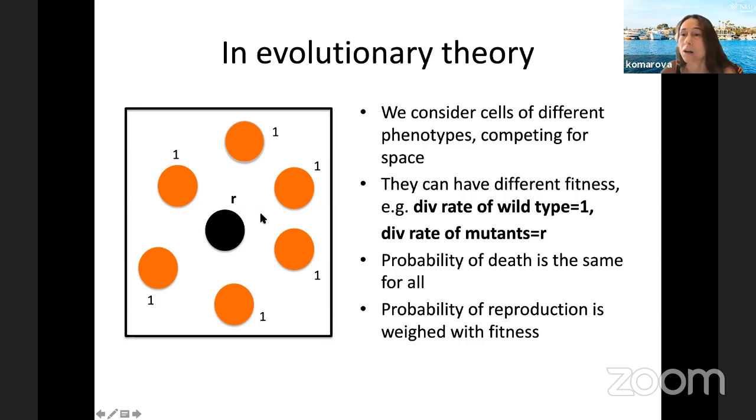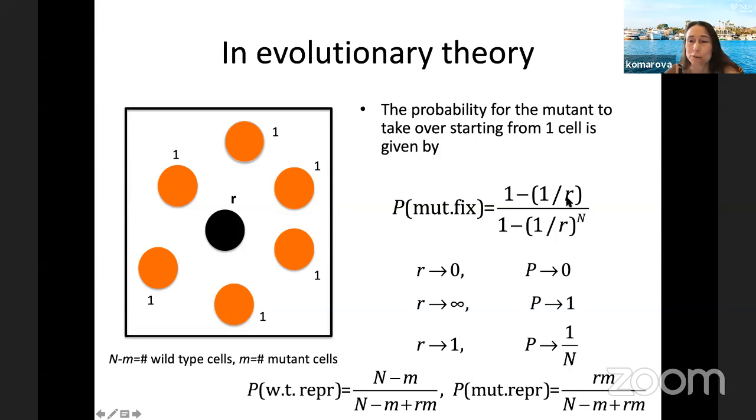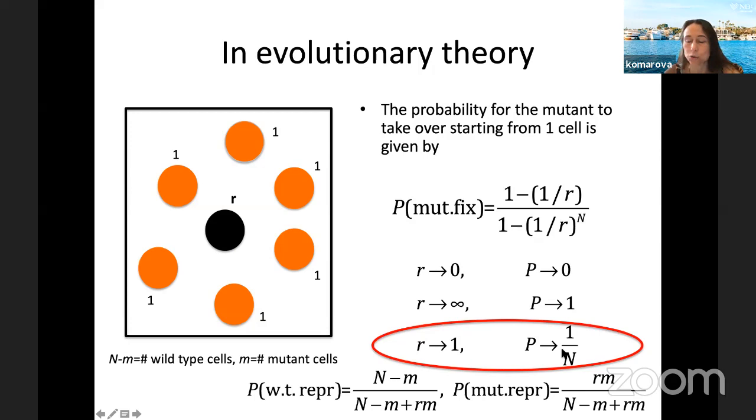And this is a well-known problem in probability, and it's important for evolutionary theory. This is the probability of mutant fixation as a function of the mutant fitness R and the number of cells N. In particular, if R, the fitness of these mutants, is the same as everybody else, this, when you take the limit, becomes 1/N because everybody is equally likely to dominate.